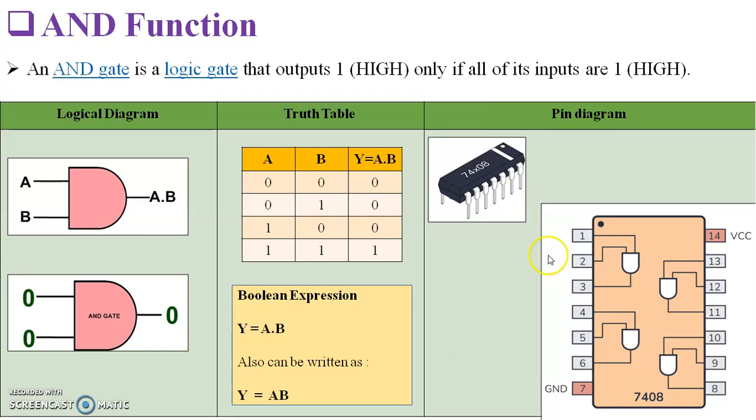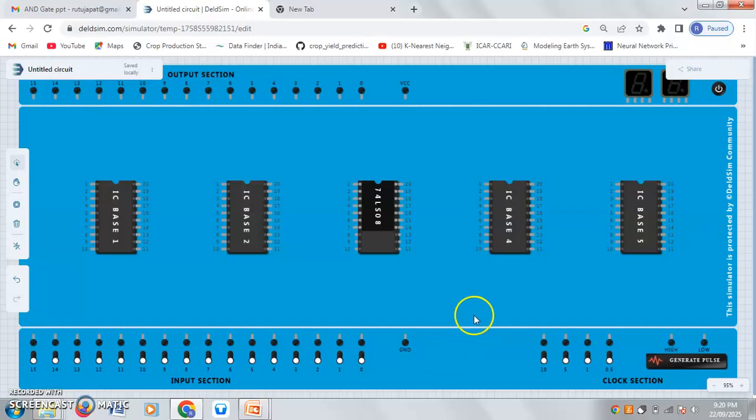We will now do the connections. The initial connections that we will be doing are pin number 7 and pin number 14, ground and VCC. So here if you see there is a ground, just take a wire and connect it to pin number 7, which is ground. Then again take a wire from VCC and connect it to pin number 14, which is pin number 20 of the base. Ground and VCC we have done.